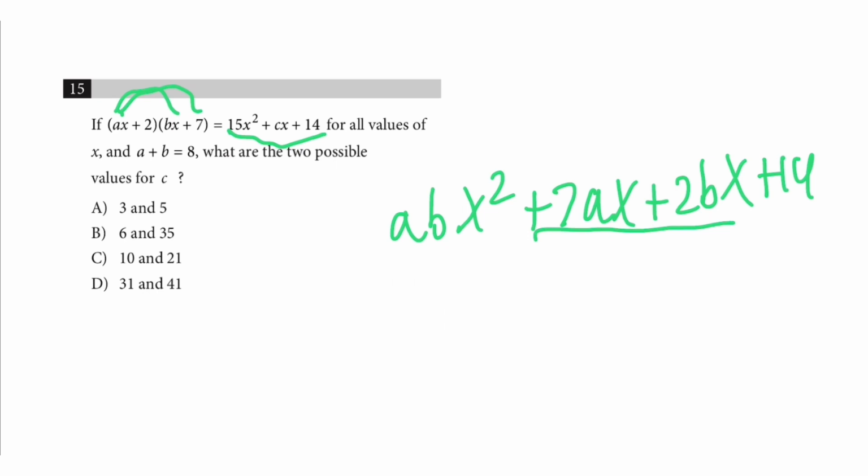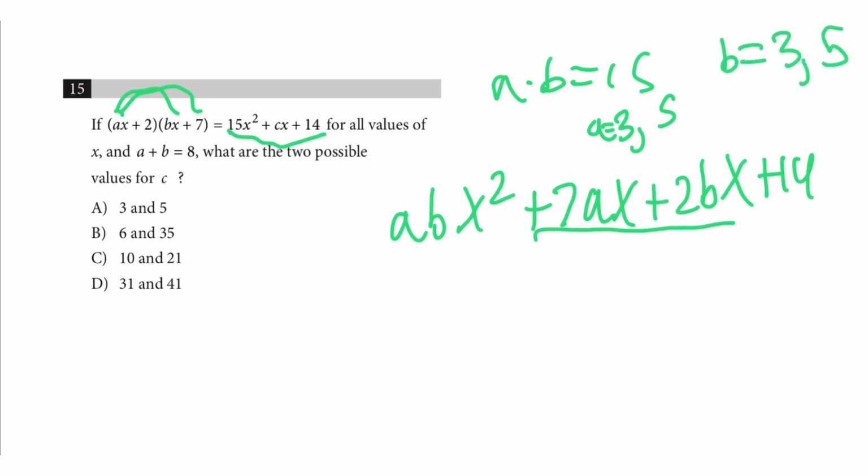We need to get 15. A times b has to be 15. So a times b is equal to 15. And we know that a plus b has to be 8. So what two values can we possibly have that will give us 15? 3 times 5 is 15. So we can assume that either a is 3 or that a is 5. And the same thing for b. B can either be 3 or 5.